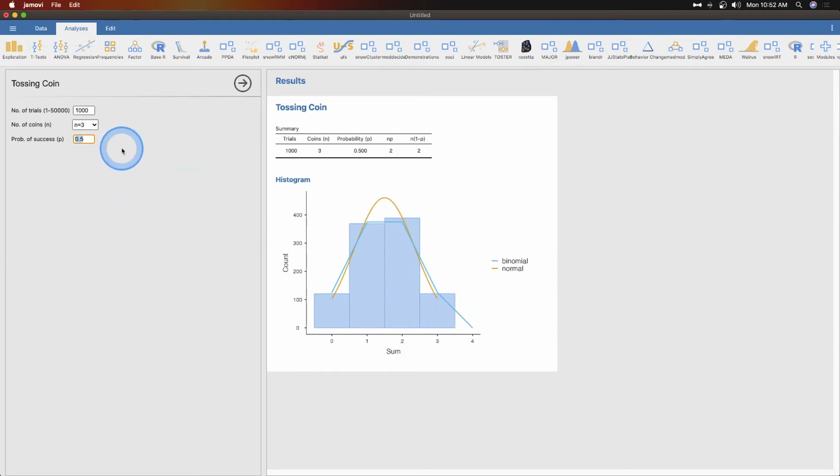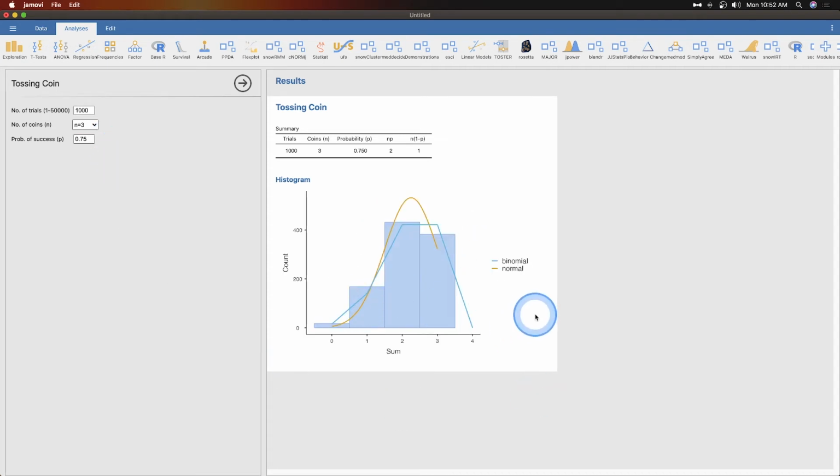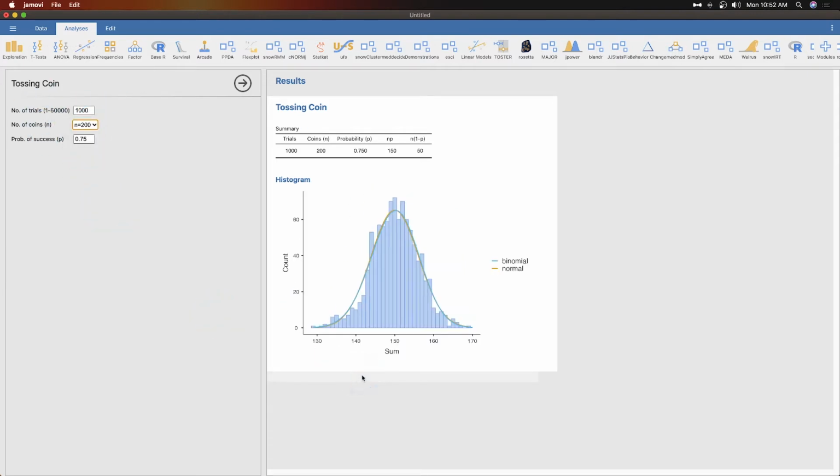Now, if we change this to an unfair coin and say 0.75 is the probability of success, you can see that it shifts, and you no longer have a normal distribution. You have this tail down at the bottom. And if we change that to n of 200, it still approaches normal distribution.